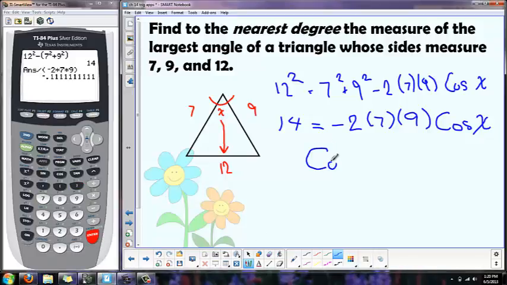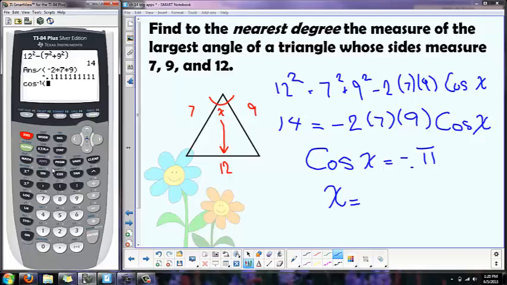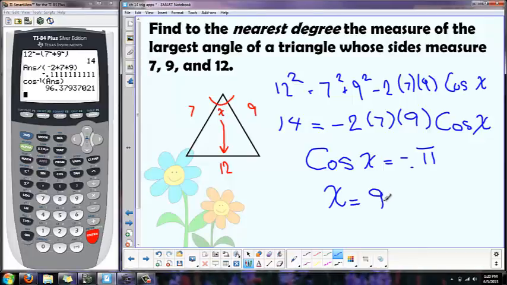Cosine of x is equal to negative 0.11 repeating. I don't care what cosine is, I want to know what x is. So second cosine, second answer. Angle x is 96.379 degrees, and it wants it to the nearest degree, so x is 96 degrees.